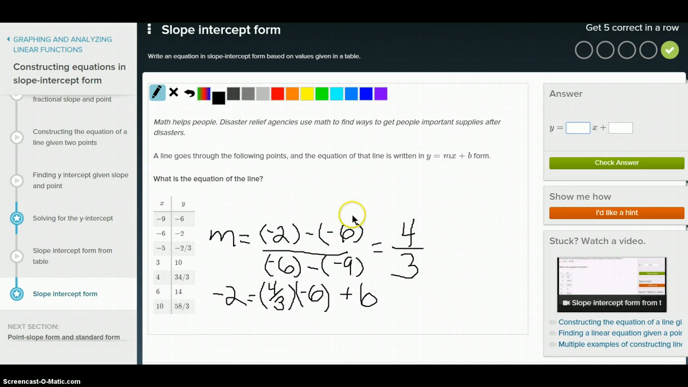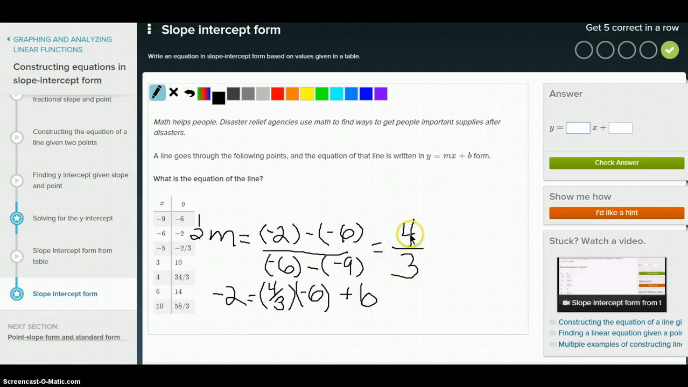Alright, so this next question is very similar to the first one. So I went through and started already. So we have m equals the change in y over the change in x. So we're going to have point 1 and point 2 right here. So we're going to have negative 2 minus negative 6, which is going to be 4. And then we're going to have negative 6 minus negative 9, which is negative 6 plus 9, which is 3. So we have a slope of 4 over 3.